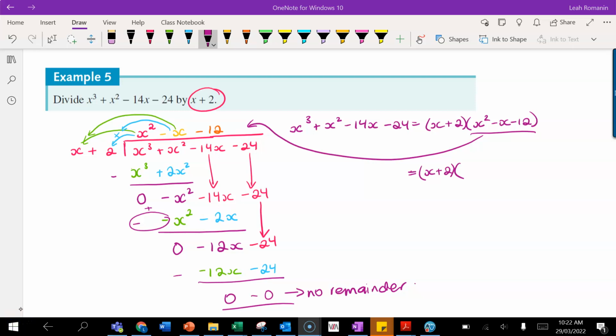Great. Hopefully you all recognize that we can factorize this. So our numbers here are going to be negative 4 and positive 3. So I'm going to factorize that into x minus 4 and x plus 3. So that is my fully factorized polynomial. So the x plus 2 comes from the number we divided by, and then we get left with this quadratic that we can further factorize sometimes.